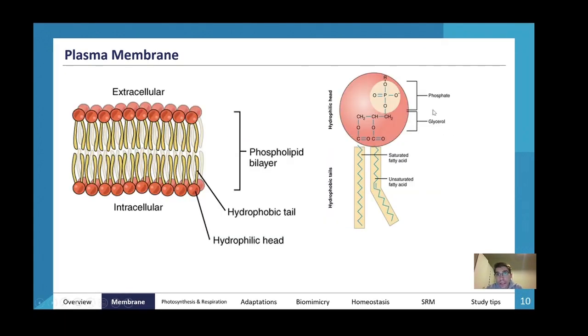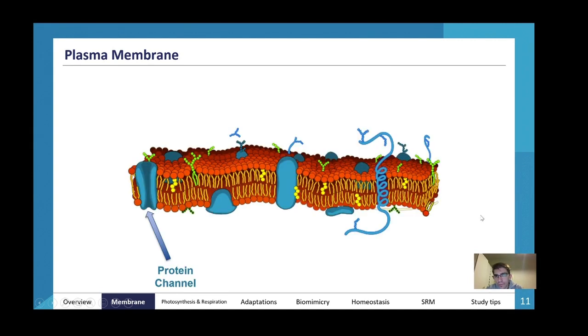Before we continue, the glycerol molecule. So what you see here is a glycerol, these 3 carbons. Yep, we call that a glycerol. Don't forget that. You'll need it later, trust me.